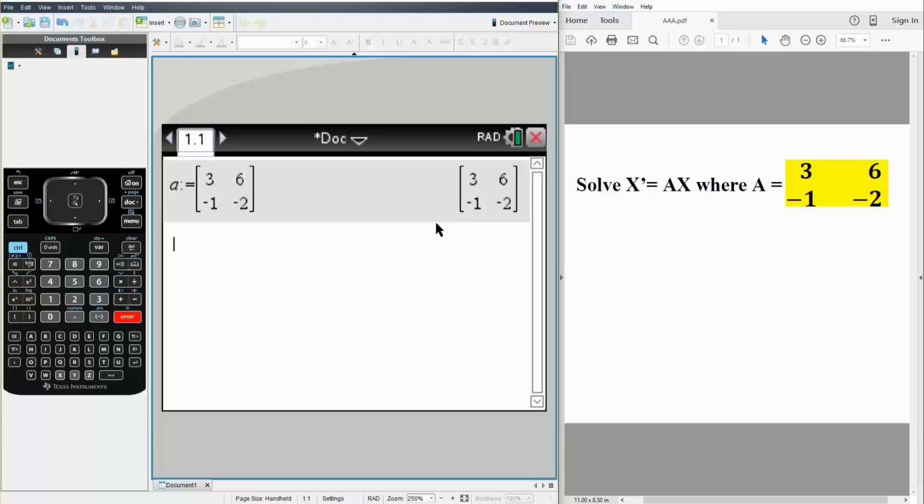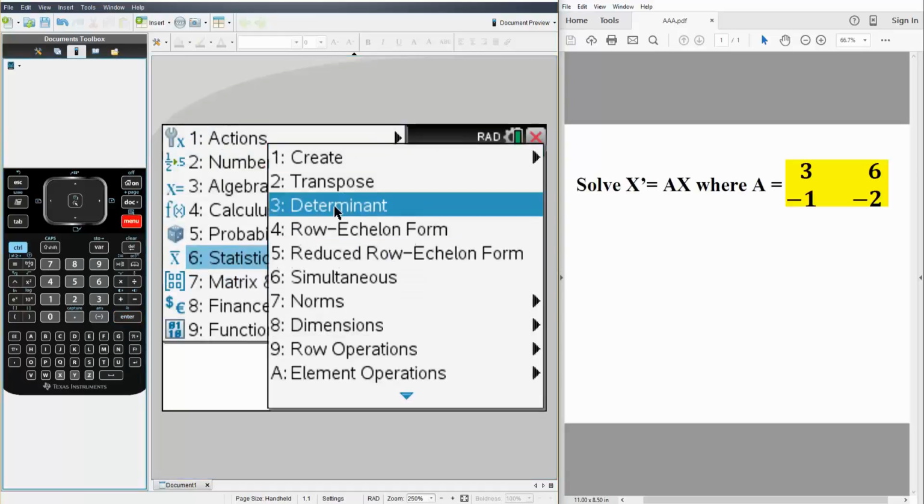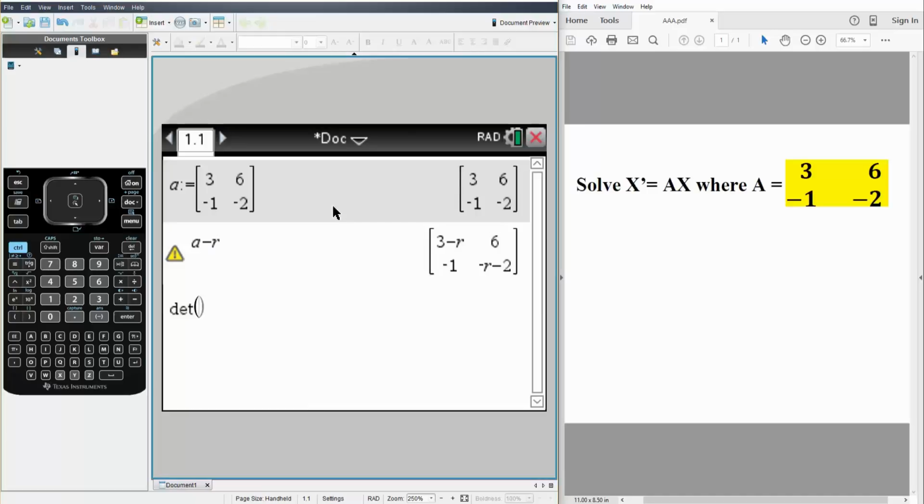Now it's defined, and since we're getting eigenvalues, we say A minus R, which is just making this minus R and minus R. And next we want to get the determinant. So menu, matrix and vector, 3 for determinant. Write A and S, answer.